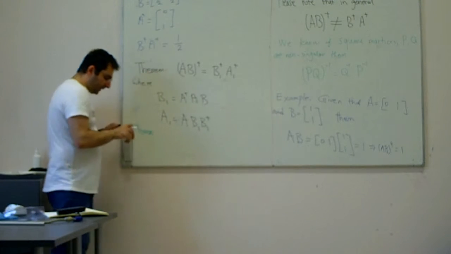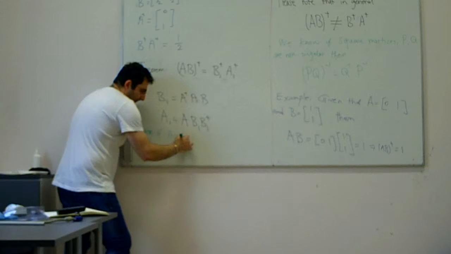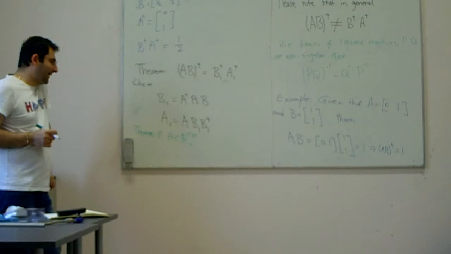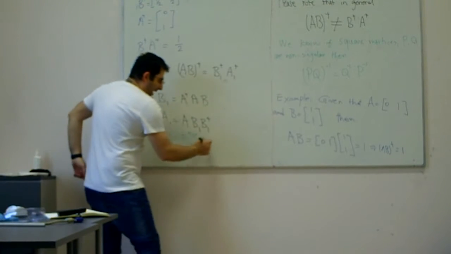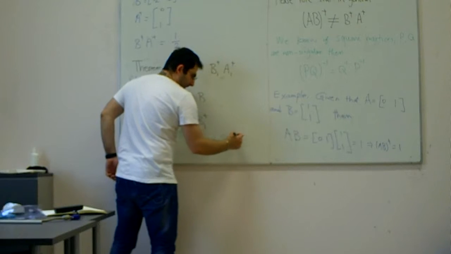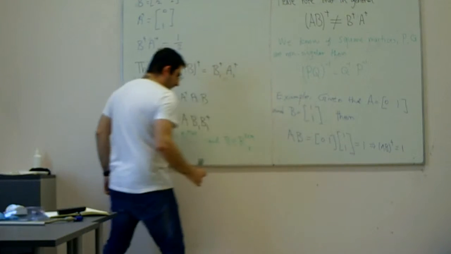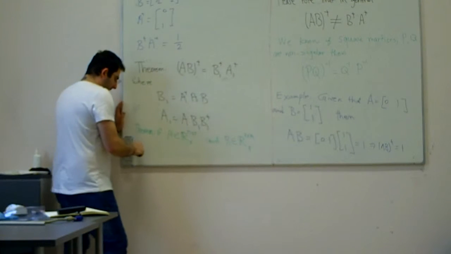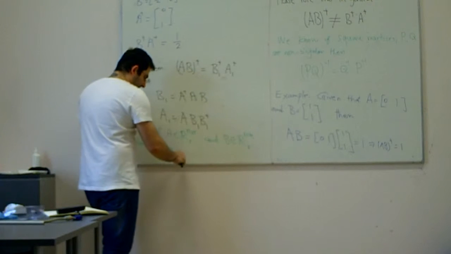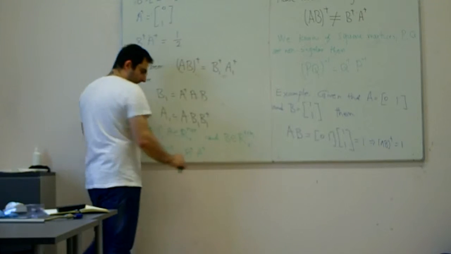We have also a small theorem. If A belongs to R m by r with the rank of r, and B belongs to R r by n of rank r, then here (AB) plus is equal to B plus A plus.